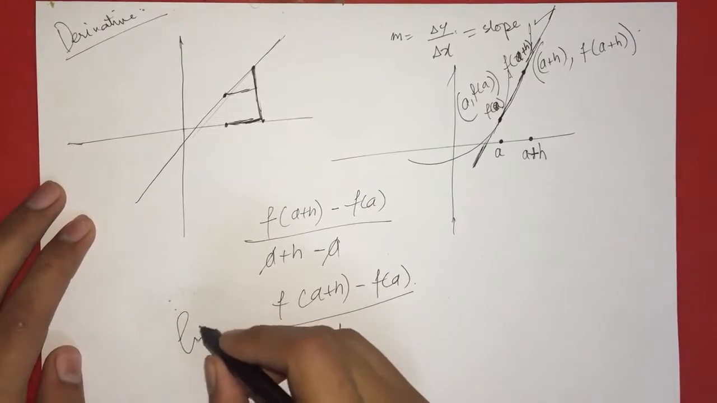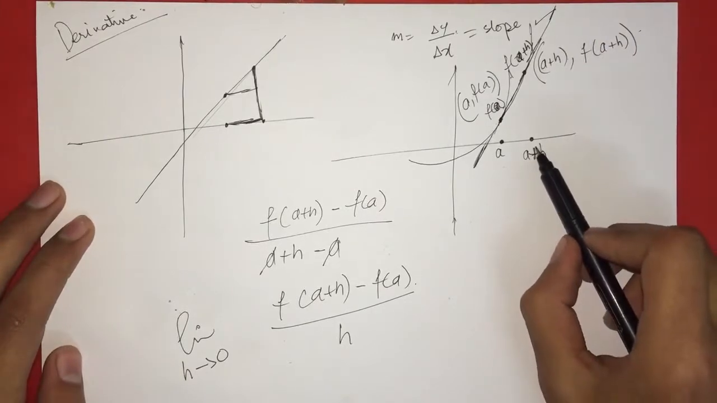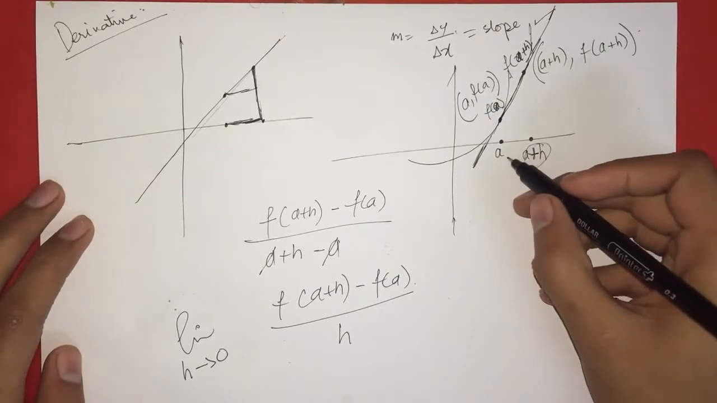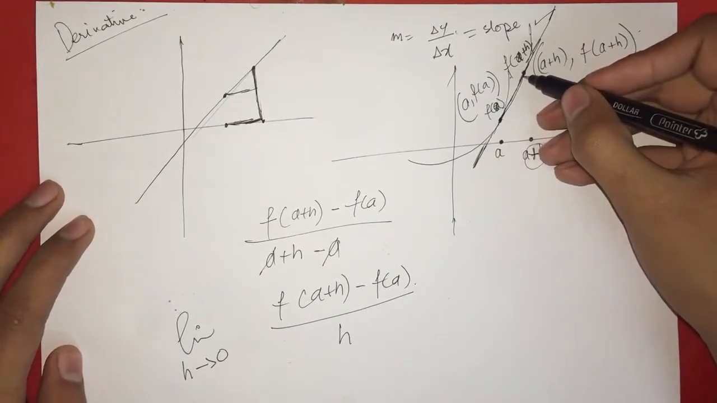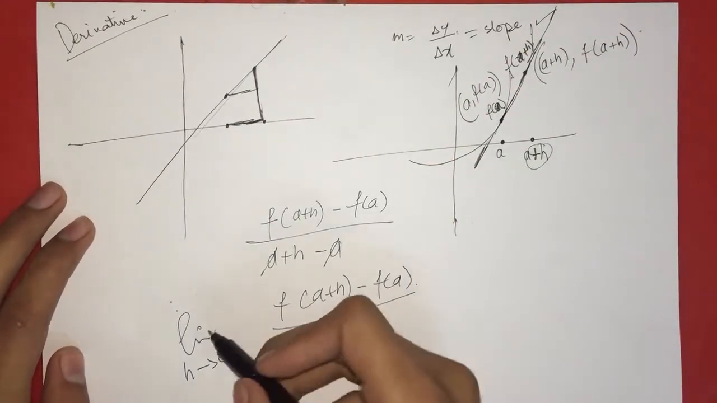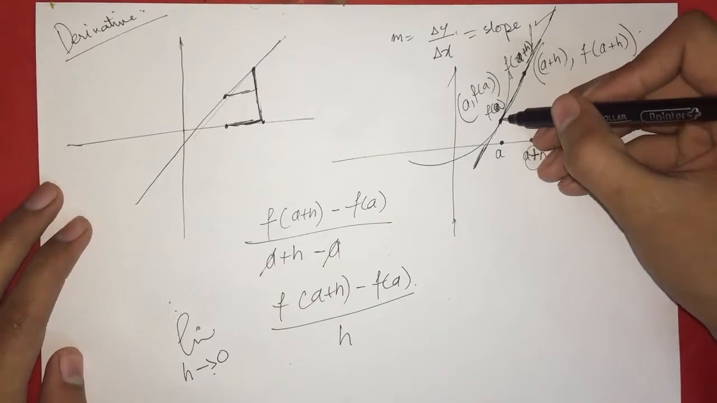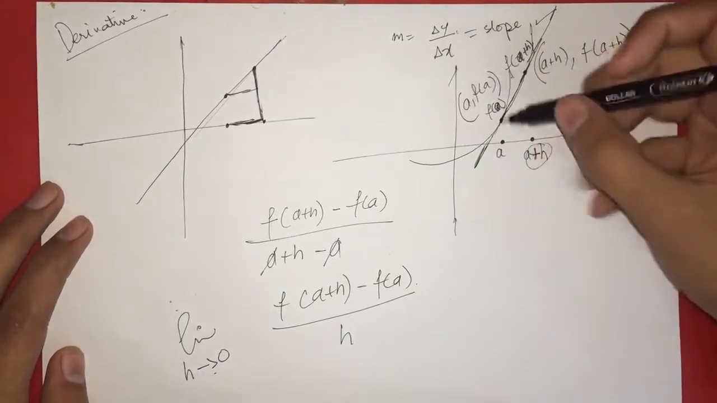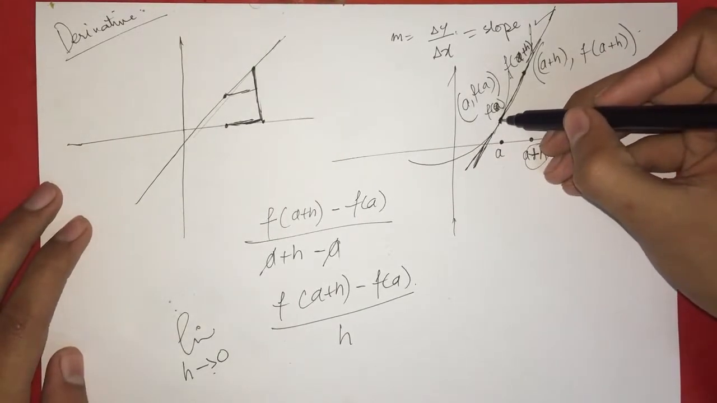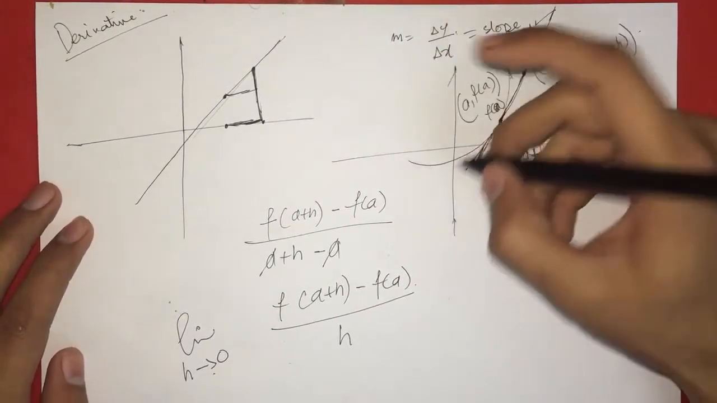What we are actually trying to say is, what if we apply a limit as h approaches 0? When h approaches 0, this whole term is coming closer and closer to a, so this point is also going to come closer and closer to f of a. So when the limit of h approaches 0, we approximately find the slope at this exact point. When these 2 points come nearer and nearer, they form 1 point from 2 points.